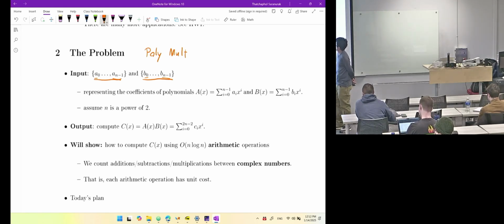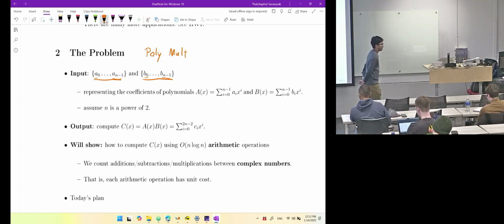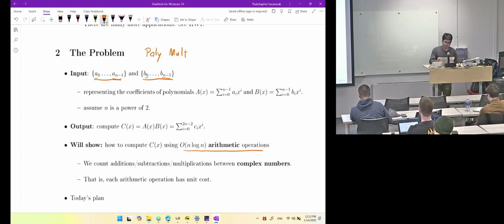So what we're going to show today is that if these two polynomials are of degree n-1, then you can multiply them in time something like n log n. Okay. So quite fast, it's almost linear. Yeah. So we're going to multiply this using n log n arithmetic operations. This arithmetic operation turns out it's gonna involve some complex numbers. I will recall this when we get to it.